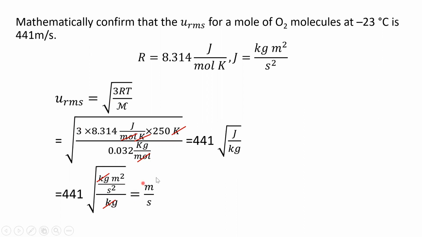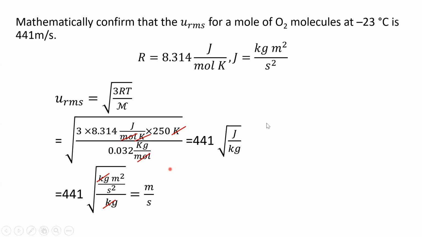So we've shown mathematically that the root mean square velocity of oxygen at negative 23 degrees Celsius is in fact 441 meters per second. Okay, well, what does that mean? It means that the average molecule is going 441 meters per second. Some of the molecules are going faster than that, and some of the molecules are going slower than that, but that's the root mean square velocity of the oxygen molecules at negative 23.